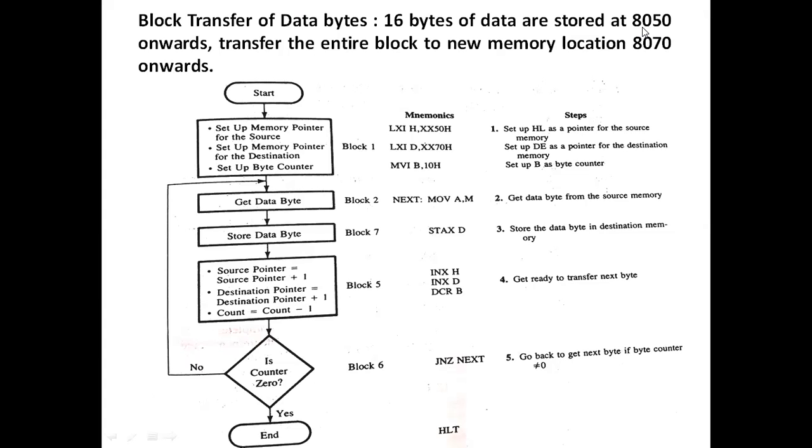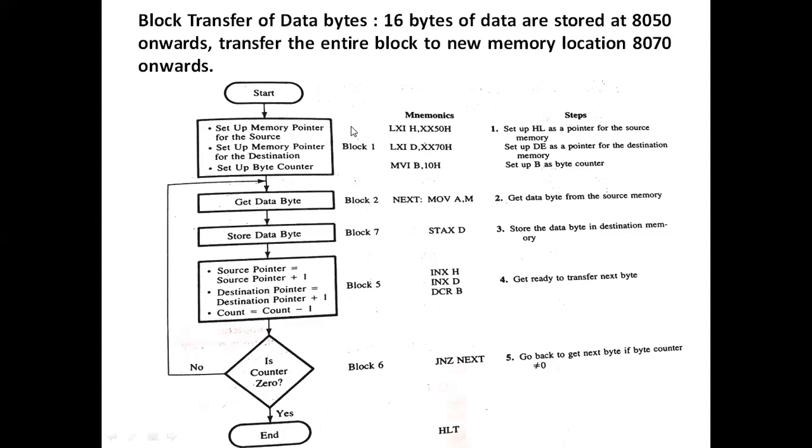Whatever is in these 16 bytes stored at 8050 onwards, we want to copy this block of 16 bytes to the memory locations starting with 8070, 8071, 8072, 8073. Meaning, whatever is the content of 8050 should be copied into 8070. Whatever is the content of 8051 should be copied at 8071. Whatever is the data of 8052 will be copied into 8072 and so on. Similarly, 16 bytes of data will be transferred from one set of memory locations to another, and for that we have to write a program.